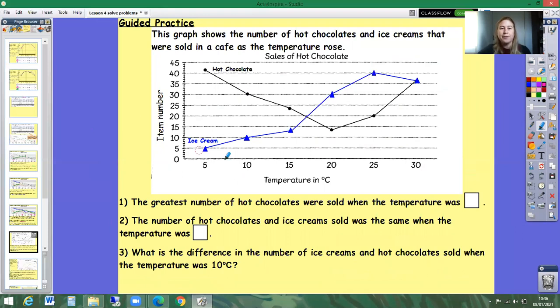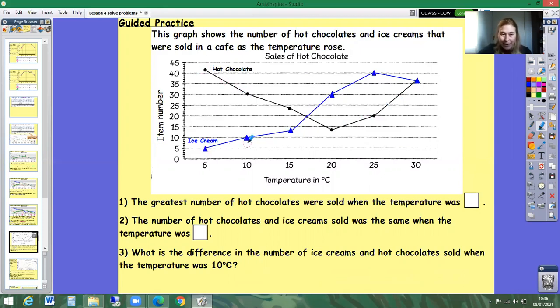Okay, so this graph shows the number of hot chocolates and ice creams that were sold in a cafe as the temperatures rose. And hopefully you've noticed that as the temperature increases on our x-axis, the number of hot chocolates sold decreases. And then, strangely, it starts to increase again. I'm not quite sure why that would happen. Normally people like hot chocolates when it's cold, don't they?